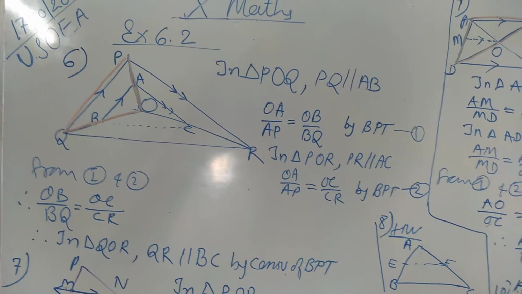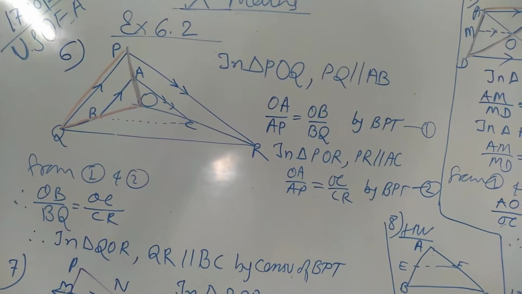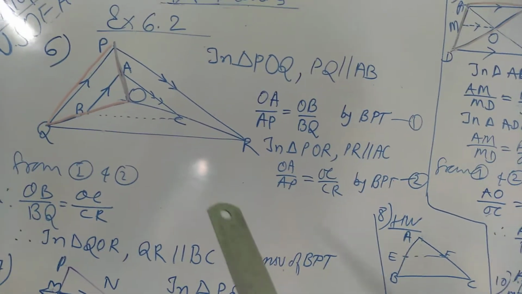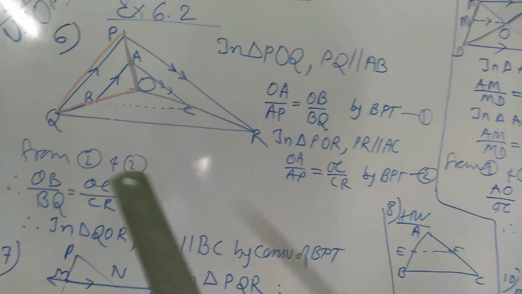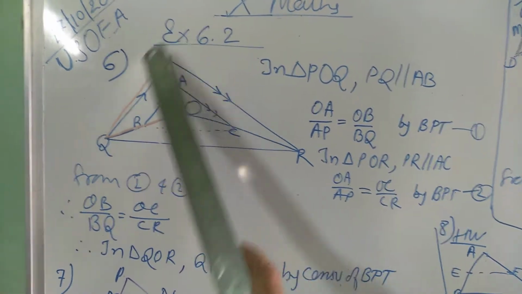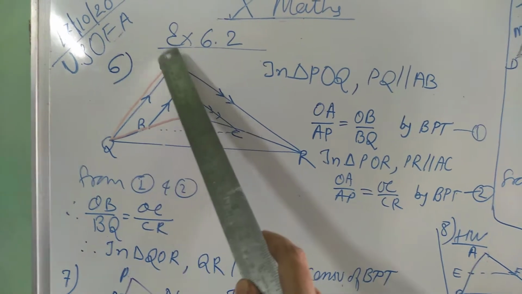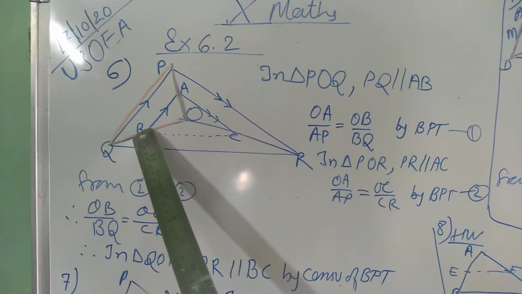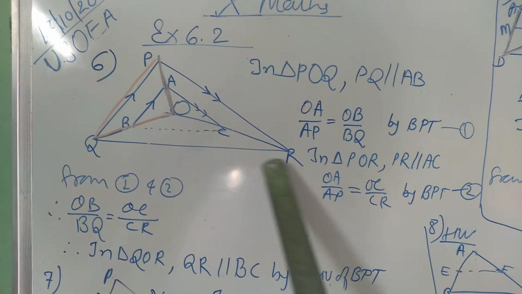Dear student, yesterday we started exercise 6.2 and solved till the 5th problem. Today we are going to start the 6th question. In the 6th question, the diagram is already given to you. It is given that PQ is parallel to AB and PR is parallel to AC. It is asked to prove that BC is parallel to QR.